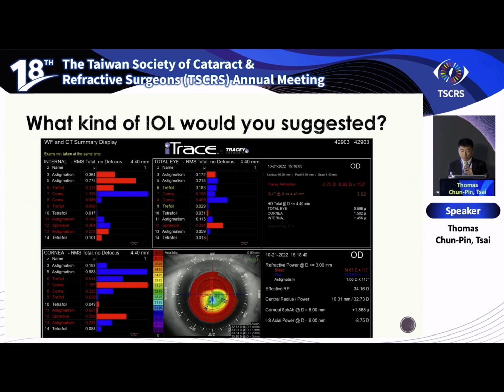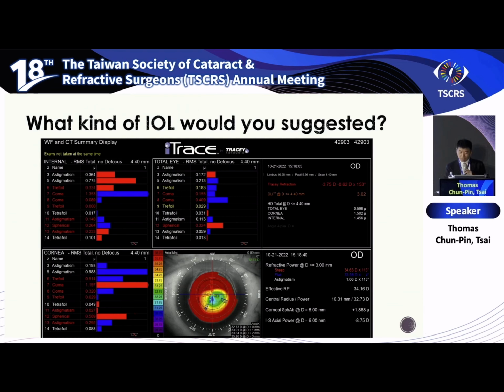What's your opinion about the IOL suggestion for this patient, Dr. Xu? I'm Xu Zhenxu from Taipei Regional Hospital. As we see the eye trace of the patient, we can see the cornea part. We can find that trefoil, coma, astigmatism, and spherical aberration are quite high, which means the patient is more suitable for a monofocal IOL. So in such a patient, I would choose a monofocal IOL.